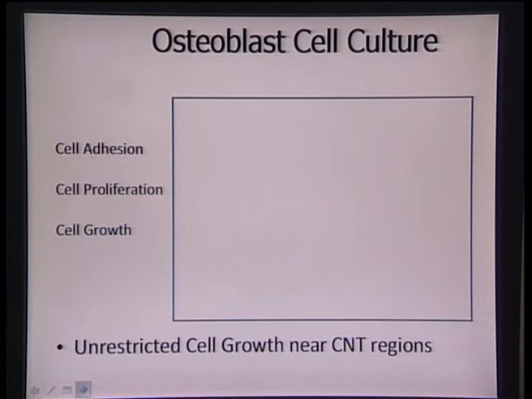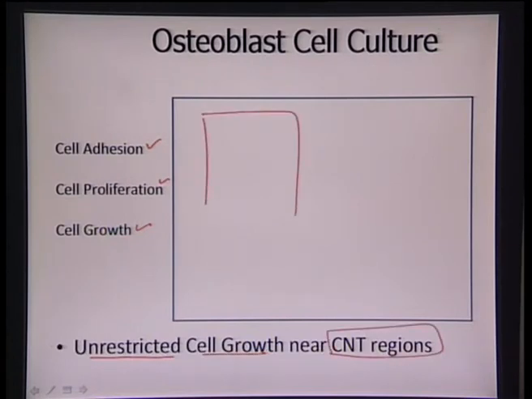And coming to the cytocompatibility of this particular material, there are 3 criteria: the cell should be able to adhere itself onto the surface, the cell should be able to proliferate, and the cell should also grow itself. So we are seeing this unrestricted cell growth even near the CNT regions. We have particular regimes where some CNTs are growing out, and even when we have CNTs out there, cells are able to grow. The cells are able to proliferate or grow more like a fibrous structure, so it is basically growing even over the CNT surface.